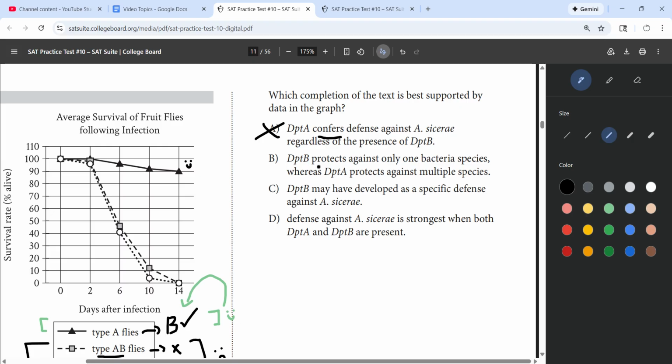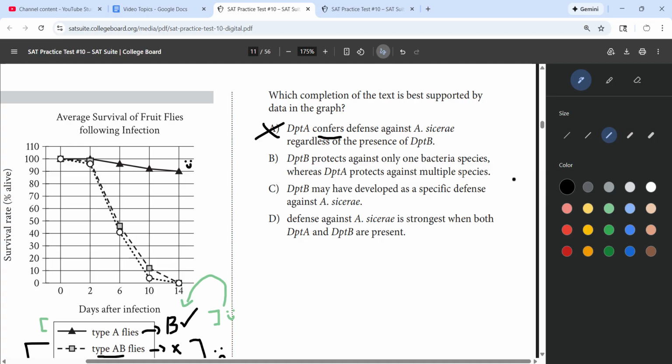Gene B protects against only one bacteria species, whereas gene A protects against multiple species. Think about why answer choice B is wrong. There are 2 reasons it's wrong. First off, one of the benefits of the 4-step process is that we can count on our own answer and our own breakdown of the text, so we don't have to do a lot of high-level thinking to know if an answer is right or wrong.